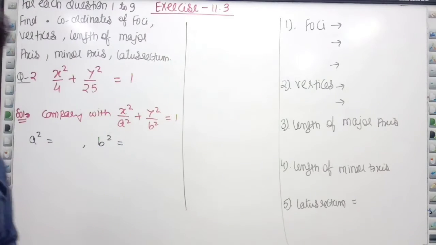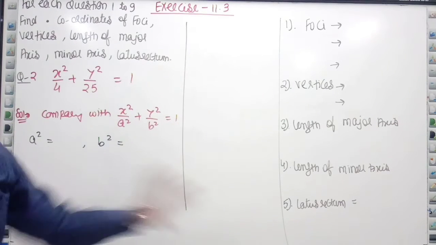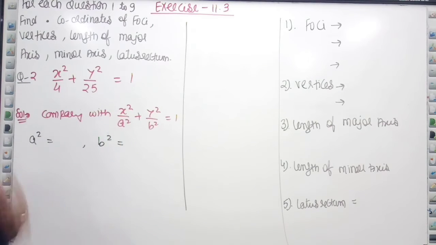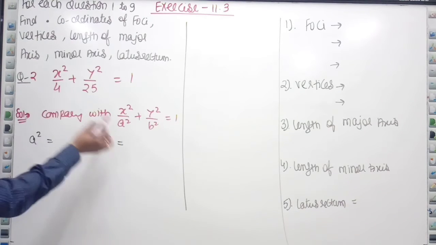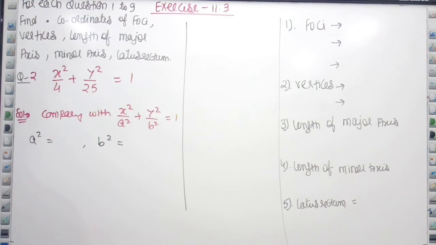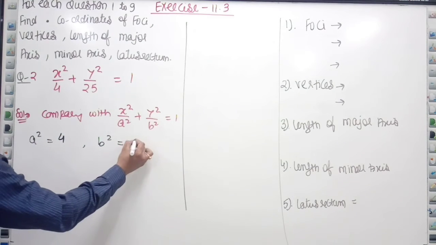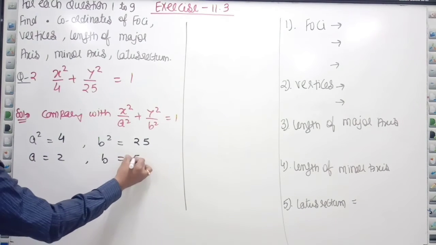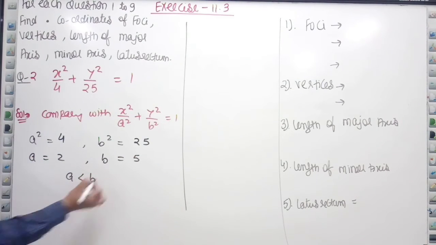Now the second question we have. I have written all the structure that I need to find. This is the second question. I will compare with the standard equation. a square is 4 and b square is 25. So a is 2 and b is 5. And here a is less than b.